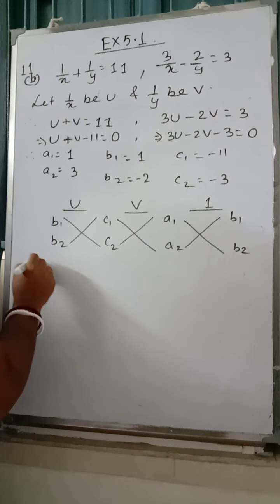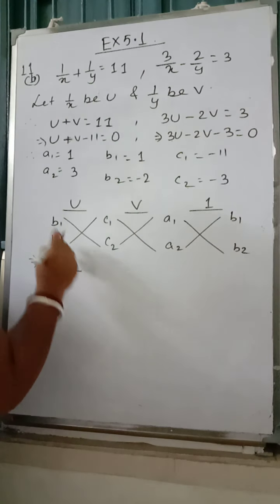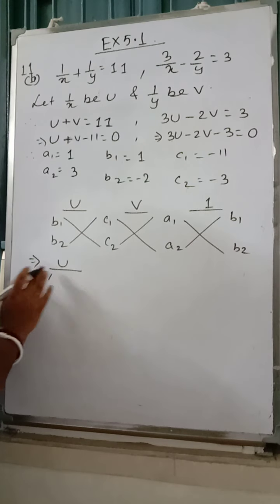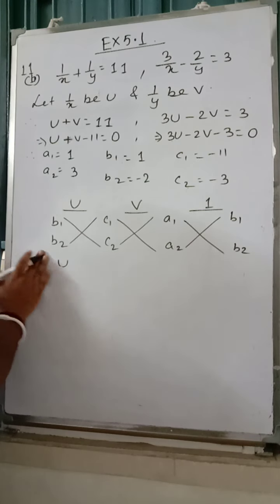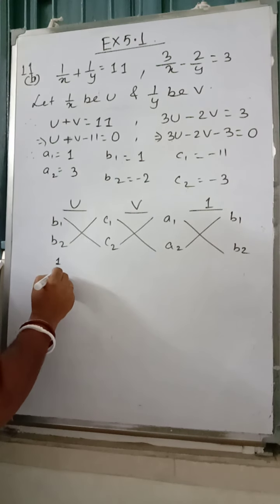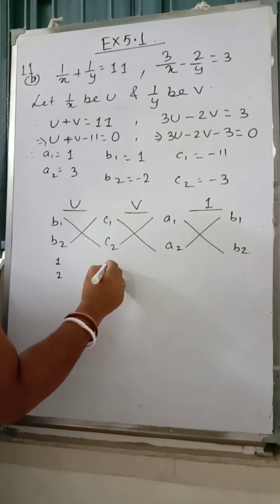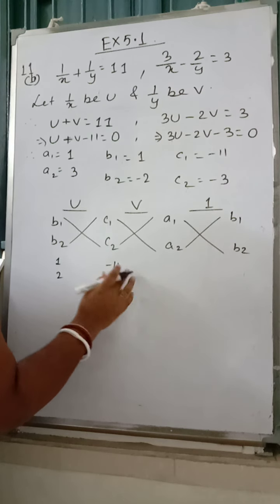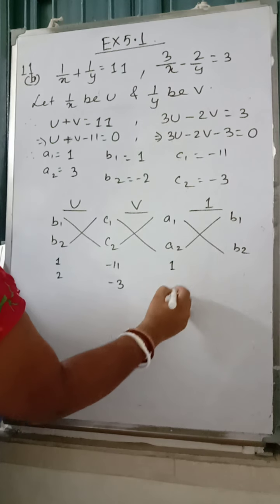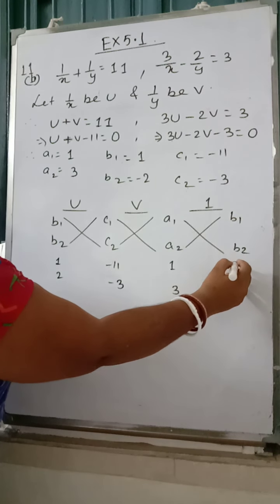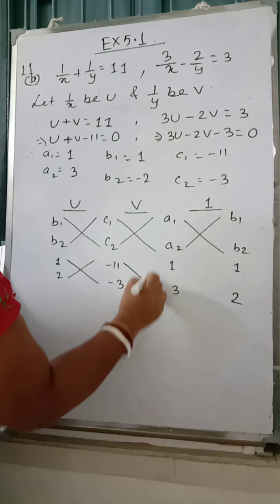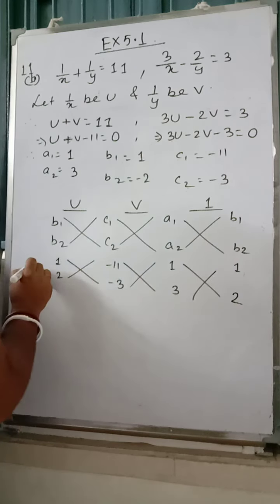It gives you u by b1, which is 1. Okay, maybe I can write once more. That is b1, b2's values 1, minus 2, then c1, c2 minus 11, minus 3, a1, a2 1 and 3, and again b1, b2 1 and minus 2. Now we can go for the cross multiplication.